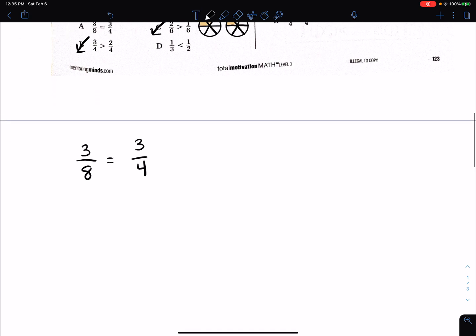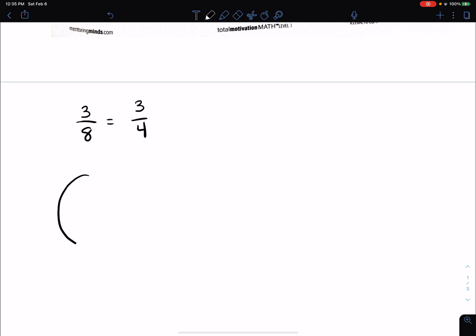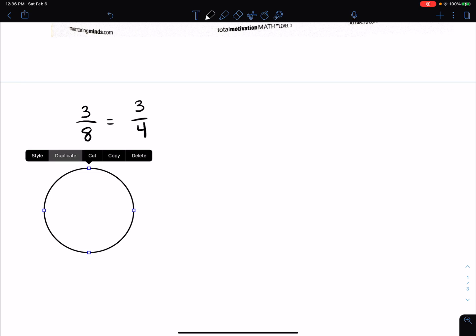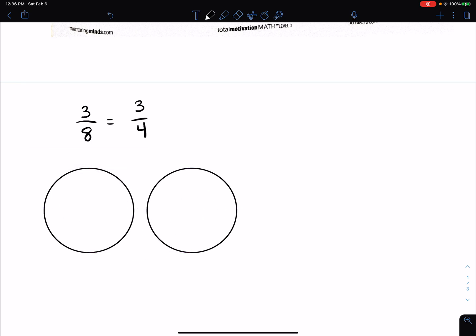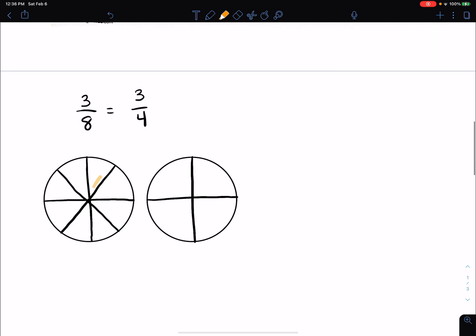Well, one strategy is I could draw a picture. So I'm going to scoot down a little bit so you can see. All right, so I'm going to divide this left circle up into 8s. And I'm going to divide this right circle up into 4ths. And then I'm going to shade. So I need to shade 3/8 over here. Okay, 3/8 has been shaded.